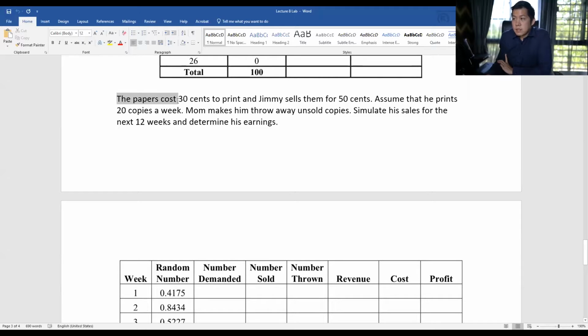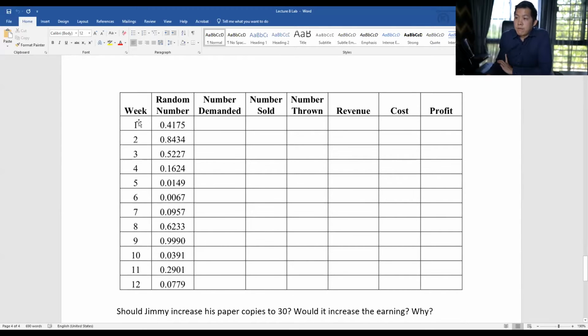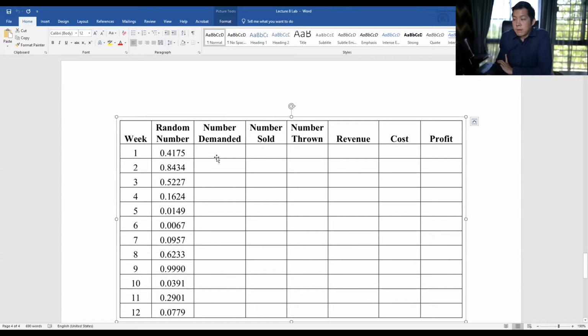If a paper costs 30 cents to print and sells at 50, assume that he prints 20 copies a week. And if they're unsold, we need to throw them away. Simulate the sales for the next 12 weeks with this strategy. That means we would have week 1 to week 12, and these are the random numbers that we have. And you need to put in the number of demand for this one, number sold for this one, number thrown away, and the revenue, the cost, and the profit.